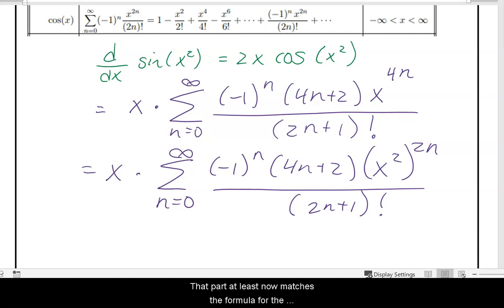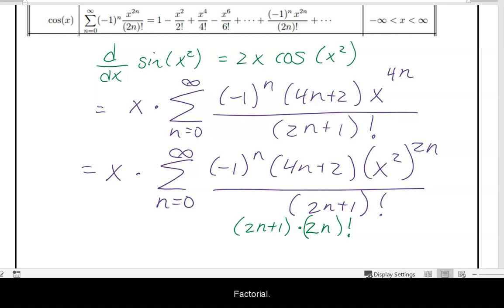That part at least now matches the formula for the known power series of cosine of x with the x replaced with x squared. However, we can see that we do not have the same thing in the denominator. In the denominator, it should be 2n factorial, but I have 2n plus 1 factorial. The next step is just a bit of tricky algebra, as you might expect, which is basically to rewrite the 2n plus 1 quantity factorial as 2n plus 1 times 2n in parentheses factorial.